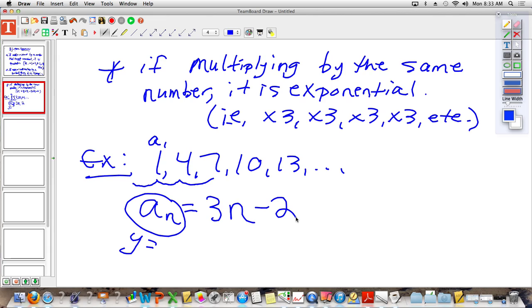So if you were to go to y equals now and type in 3x minus 2, and then create a table, this is what your table would give you. The 0 term in your table would be negative 2, the first term would be 1, the second term would be 4, and so on. Are you okay with that?